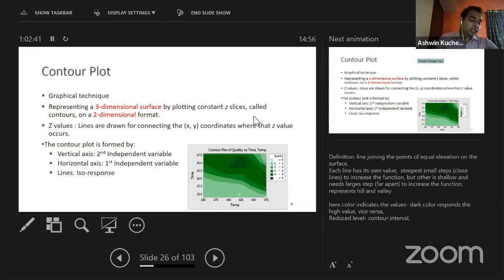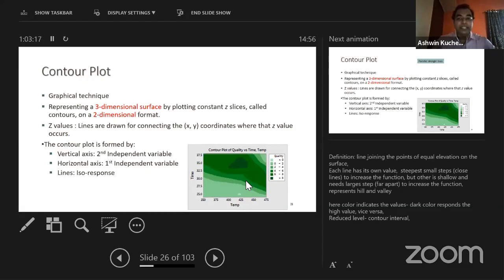Now, once you analyze with the RSM, you will get contour plots and response surface plots. What do these contour plots denote? These contour plots are graphical techniques. These are 2D format techniques where there are Z values, the lines connecting the X-axis and Y-axis, and the contour plot is formed by the different independent variables which we select. It will be different based on the experiment you select, and these lines are called iso response lines. Means these lines will help us tell the prediction for this response.